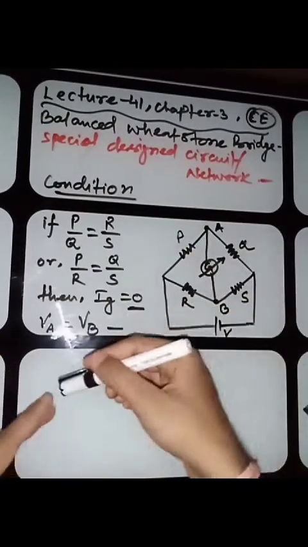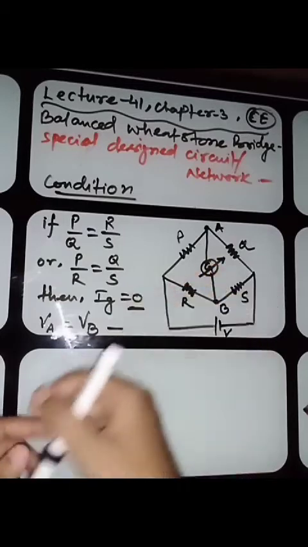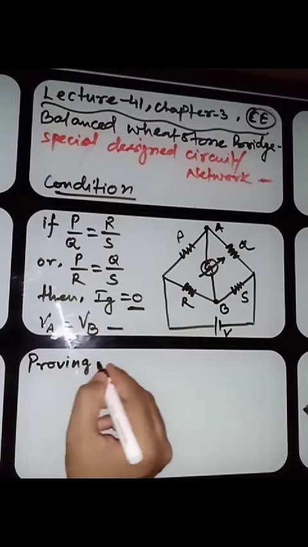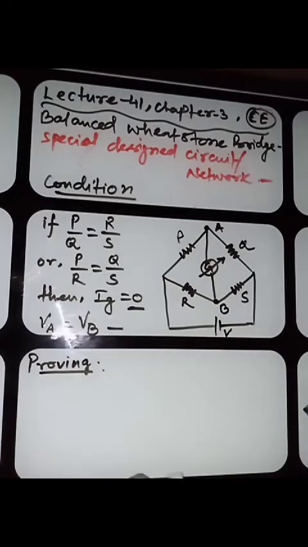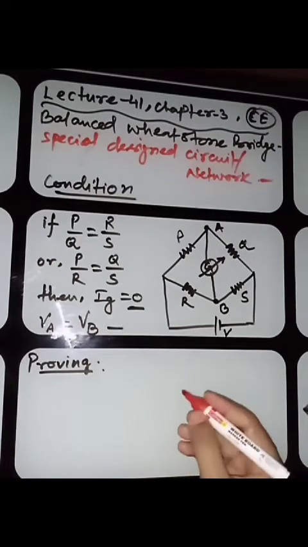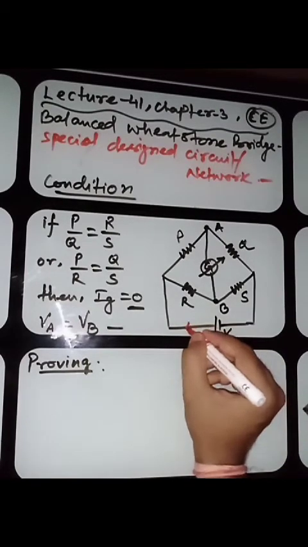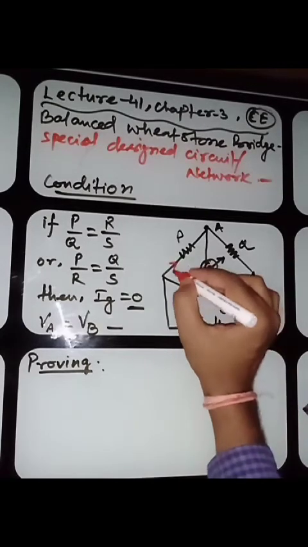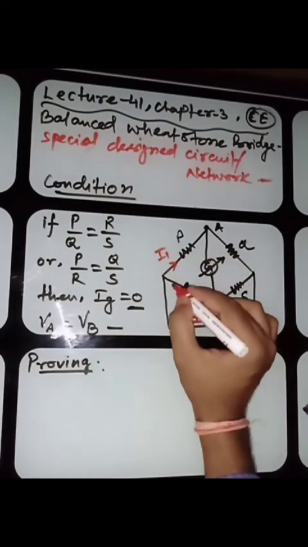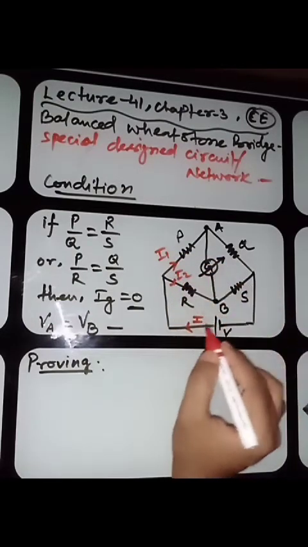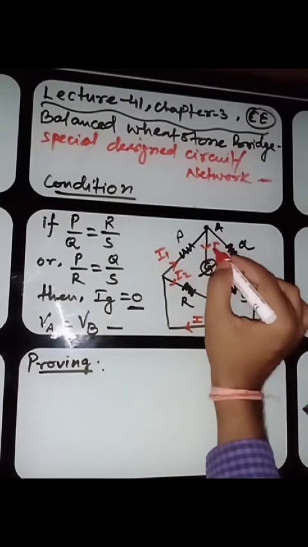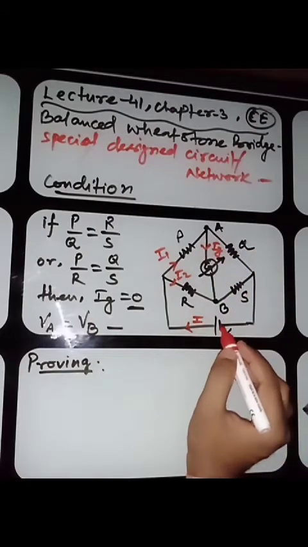So we are going to prove this particular condition. Are you ready, my students? For proving, we'll use Kirchhoff's law. Let's start the distribution of current. The current I is going from the battery. The current breaks in two, that is I1 and I2. I hope this is visible to you. Here the current is Iz, that is the current across the galvanometer.